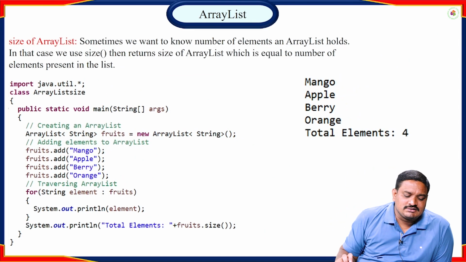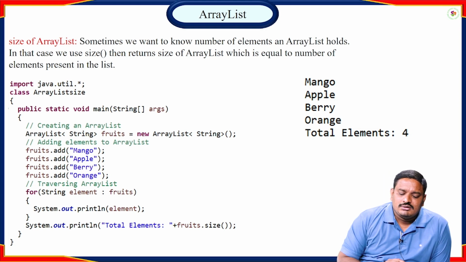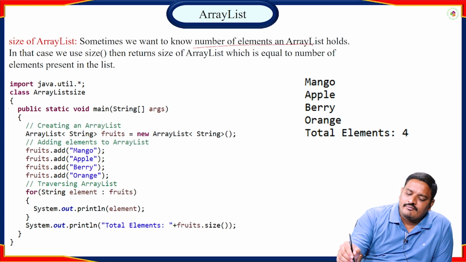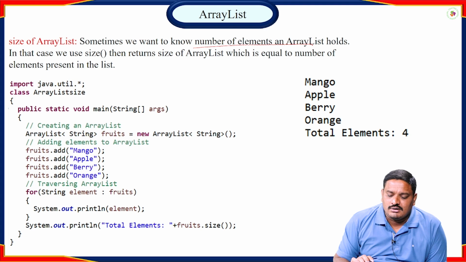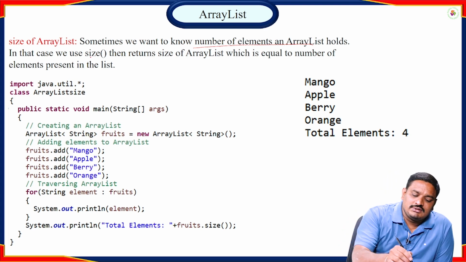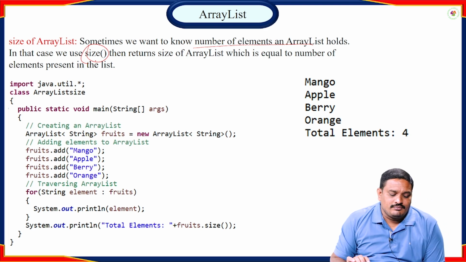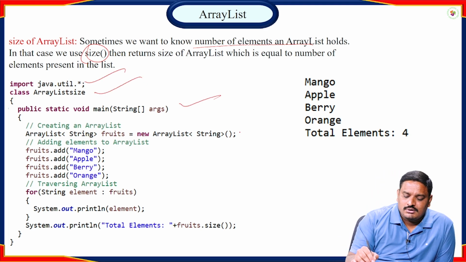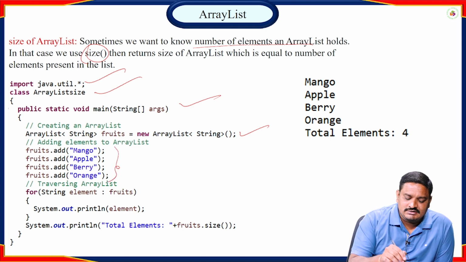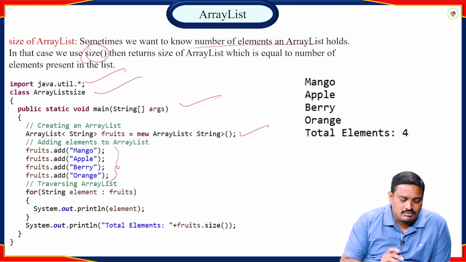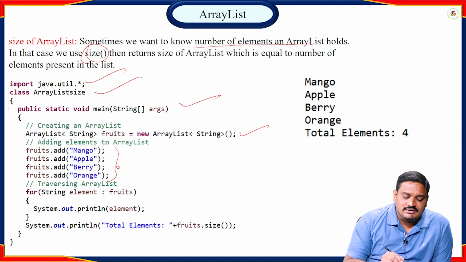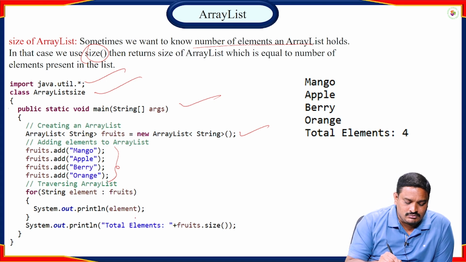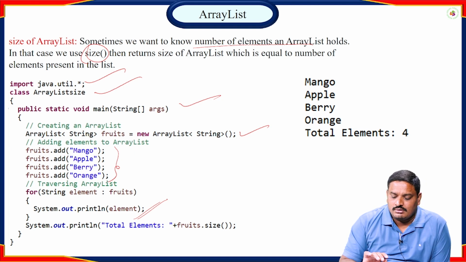Now the next one is the size of the array list. Sometimes we don't know the number of elements in the array list. What is the number of elements in the array list? That's why we are using the size method. See this one, here also same. We are creating the empty list, and in that empty list having these elements. Now we are traversing the elements up to this one, which is common.